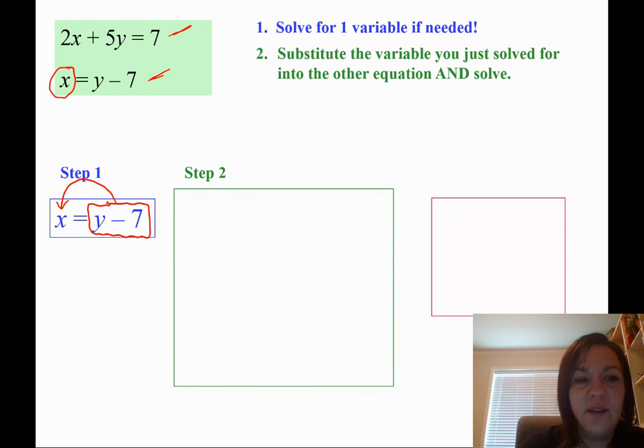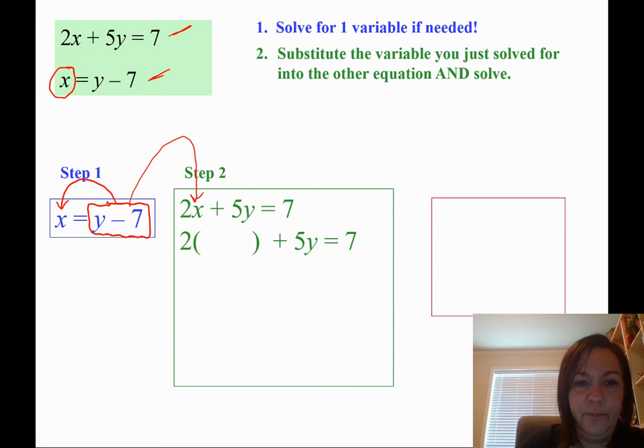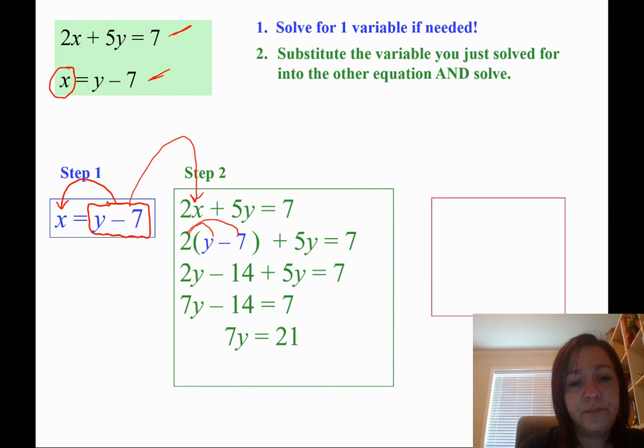So step 2, we're going to sub that information, y minus 7, in for x in the other equation. Here's my equation, 2x plus 5y equals 7. I'm going to take that y minus 7 and sub it in right there. I make a spot for it and plop y minus 7 in. I do the distributive property, 2y minus 14. Now I solve my equation, combine like terms, and I get y equals 3.